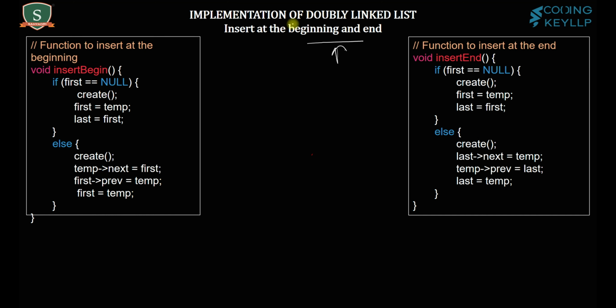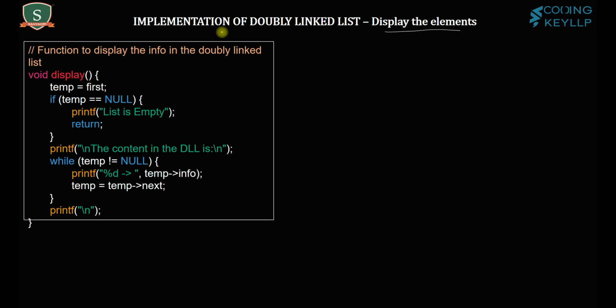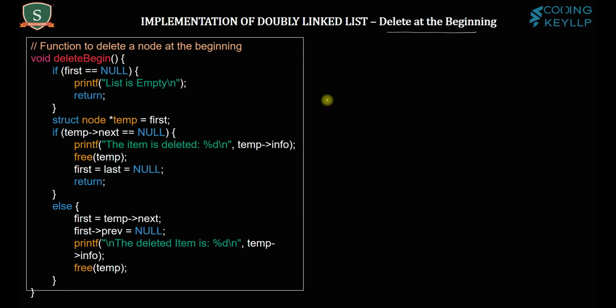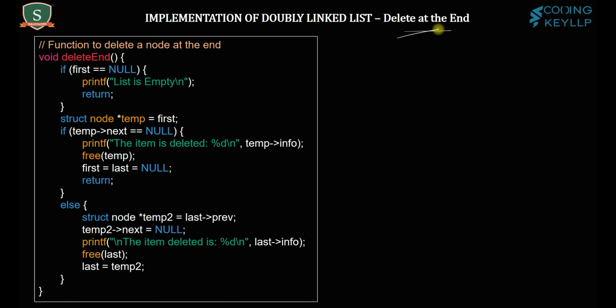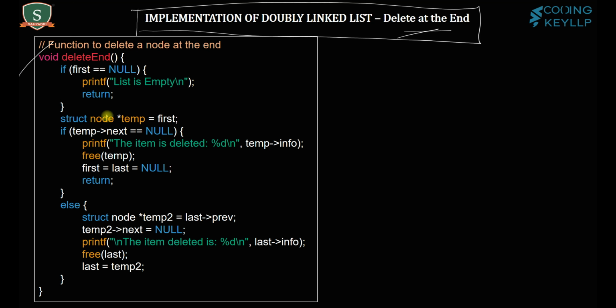And the other things that we have discussed are how to insert information at the beginning and end of the doubly linked list, and how to display the elements in the doubly linked list, then how to delete the elements at the beginning and how to delete the elements at the end of the doubly linked list. Now let us see a new problem and try to implement it by making changes in this code.